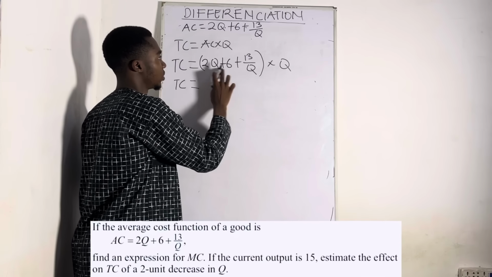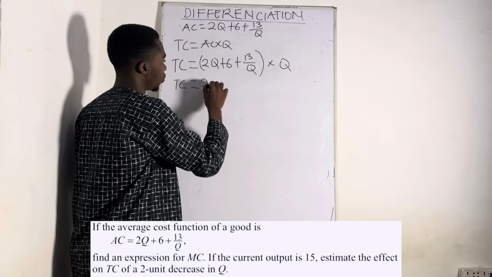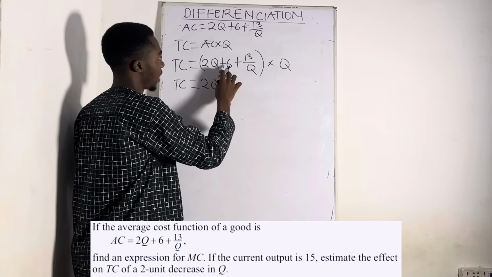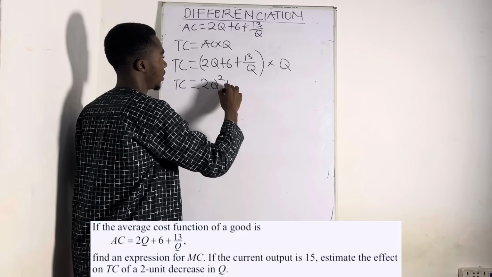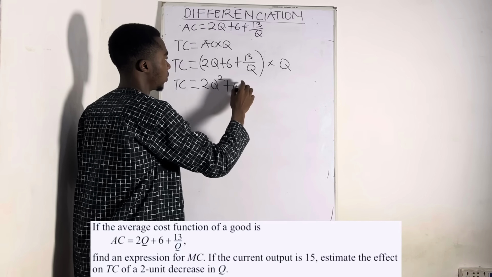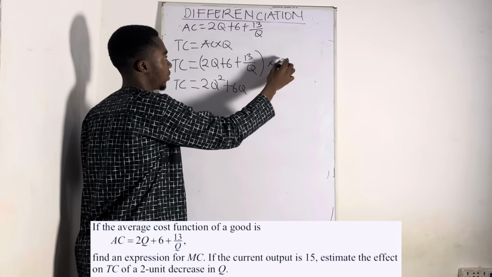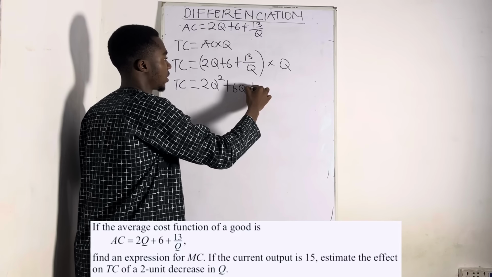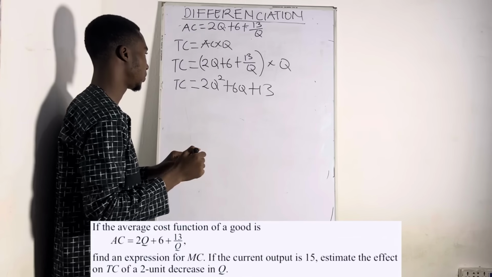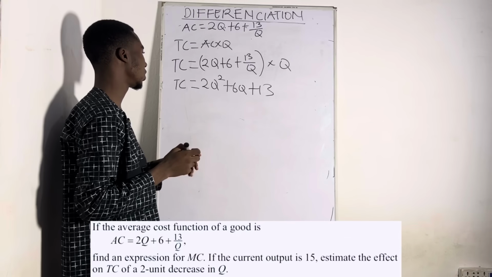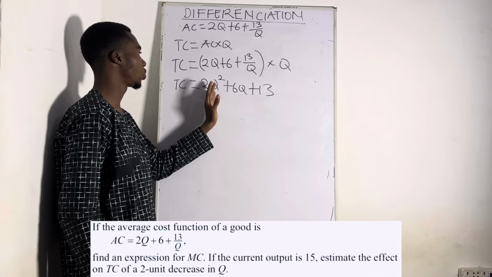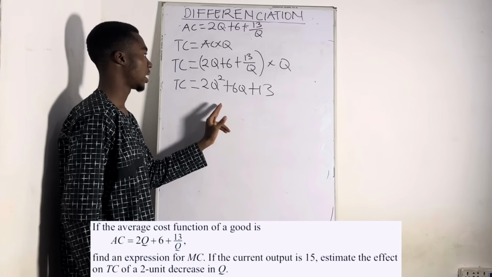So to find our total cost, we just expand this. 2K times K is 2K squared. Then plus 6 times K is 6K, so plus 6K. Then plus 13 over K times K. This K will cancel this K, so you are getting plus 13. So now our total cost function is 2K squared plus 6K plus 13.